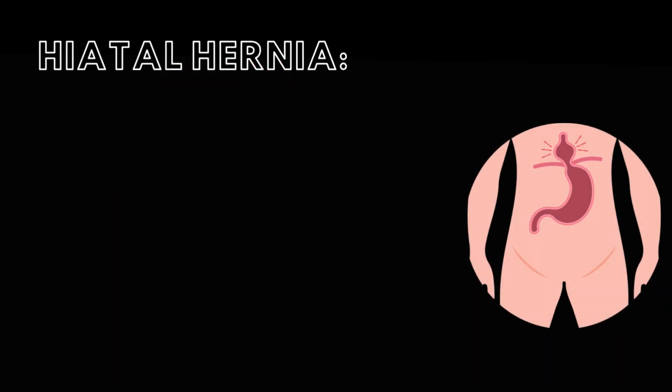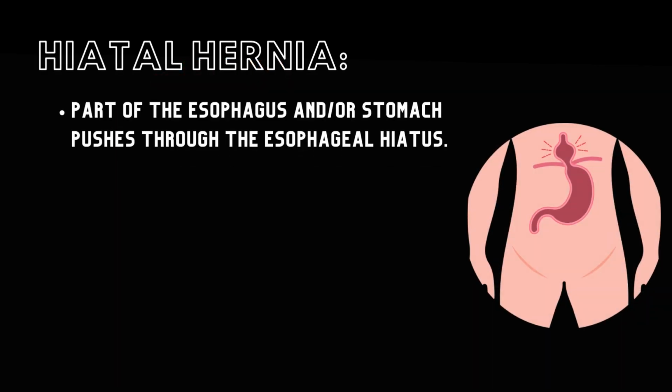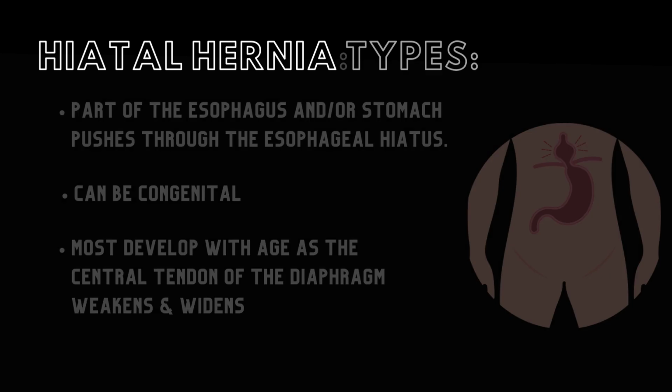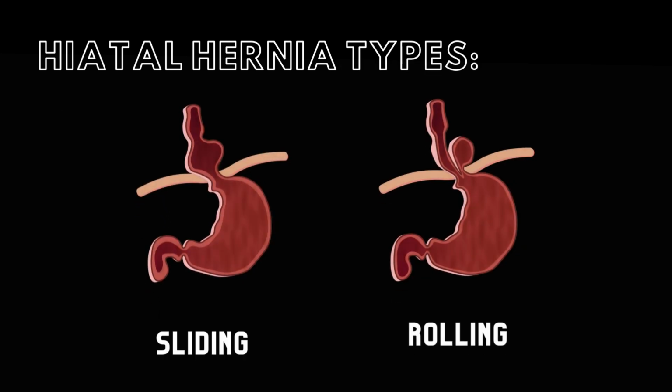In a hiatal hernia, part of the esophagus and/or stomach pushes through the diaphragm's opening into the thoracic cavity. Hiatal hernias can be congenital, but most develop later in life as the esophageal opening in the diaphragm weakens and widens. There are two main types of hiatal hernias: sliding hernias and rolling hernias.